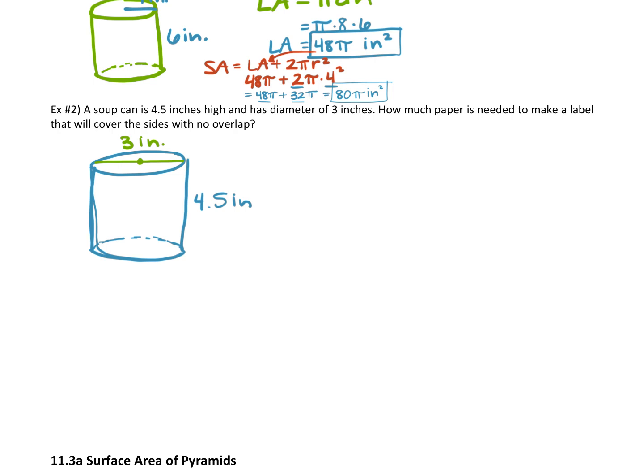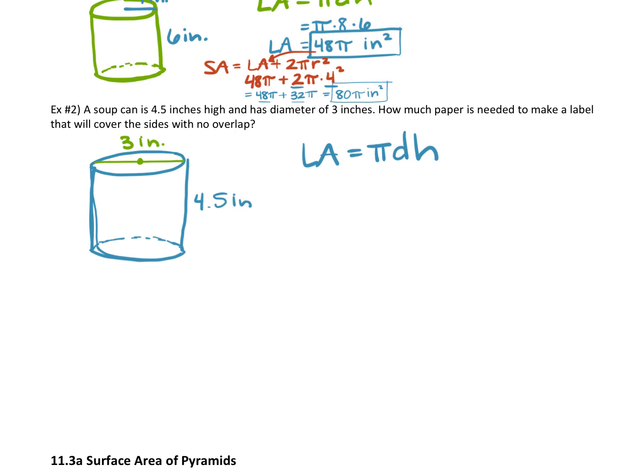If you're trying to find the area of a label, what are you finding? The rectangle, the lateral area, right? You're not finding the two bases on this one. If you're just finding the label itself, find that lateral area. So all we have to do here is LA. You don't do SA.